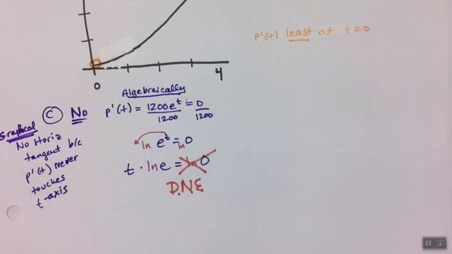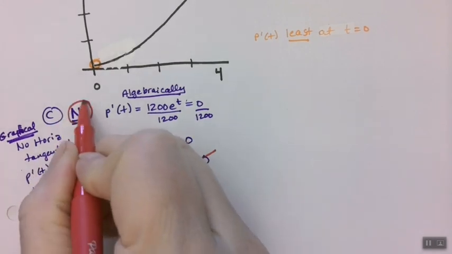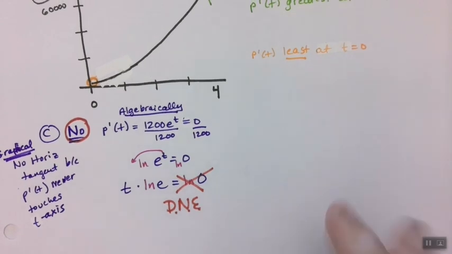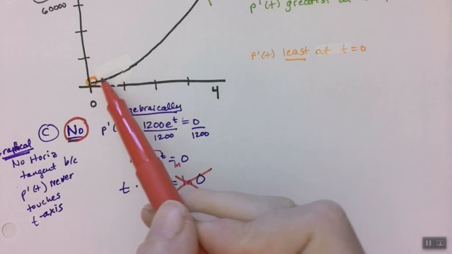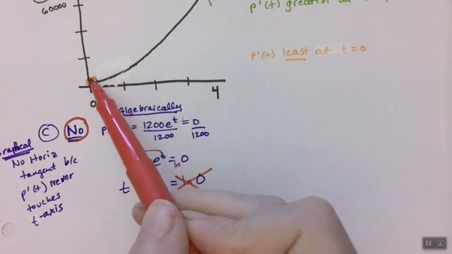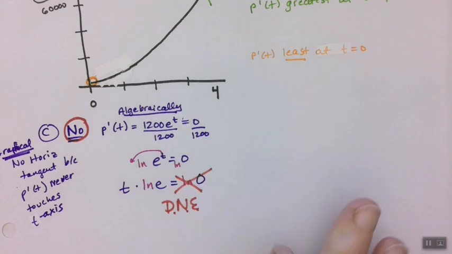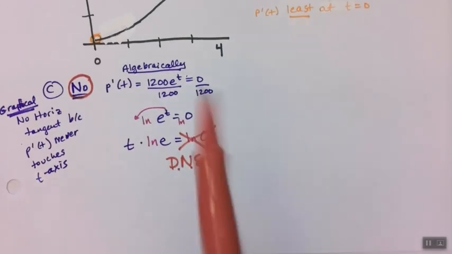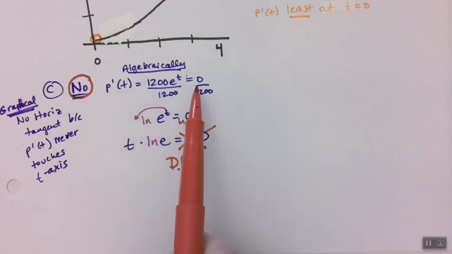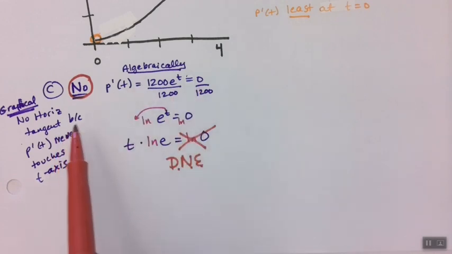We can never take the log of a 0 or a negative. So one way or another, we know that this is not possible. The graph of p of t never has a horizontal tangent line because this derivative never intersects the x-axis. It gets close to it at t equals 0, but it's not there. And that's because we can never take the log of 0. So graphically, the derivative never touches the x-axis. Algebraically, the derivative is never 0. A horizontal tangent line would mean the derivative is 0, and that never happens.